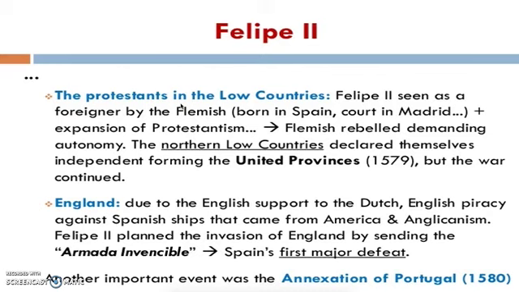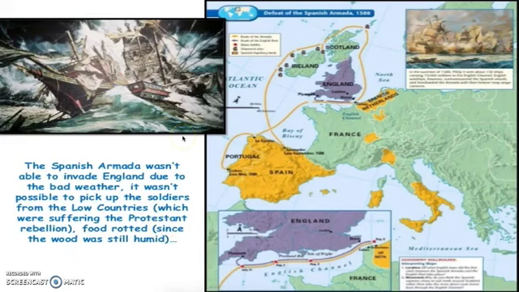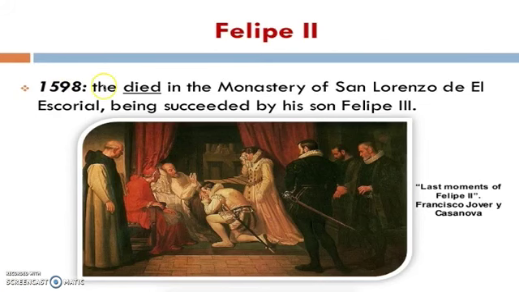Philip II decided to invade England, but the disaster for him was that that huge army couldn't get to England because of a storm, and the English people won that battle without moving a finger. And finally, in 1598, Philip II died in the monastery of San Lorenzo del Escorial, and he was succeeded by his son, Philip III.